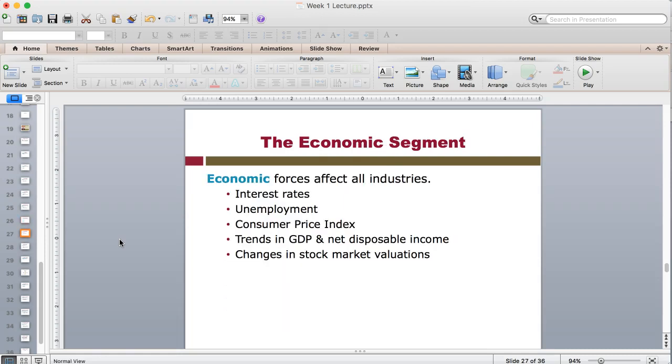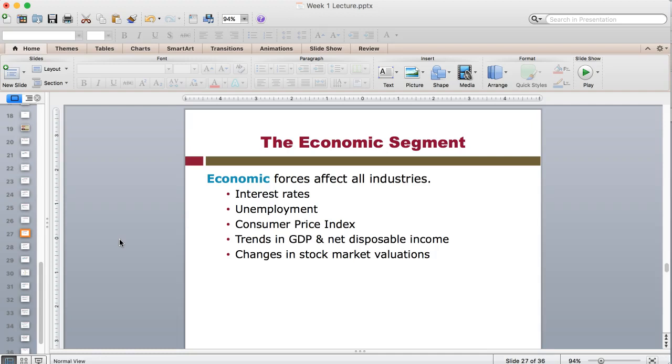Economically, you want to look at things like unemployment and interest rates. It's interesting, right now unemployment in this country is really low. Some of that is due to the economic growth, but a lot of it is due to the demographic changes where you have baby boomers retiring and not enough workers coming in behind them.